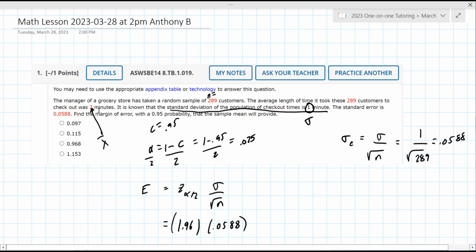Do you have a calculator available today? No, I'm trying to pull one up. Okay. All right, so if you grab your calculator there, you should find that this is 0.115.